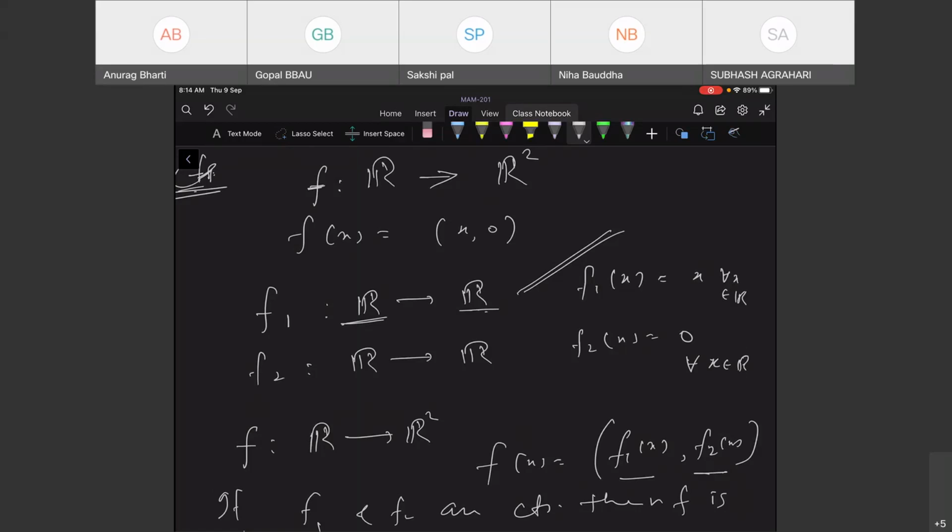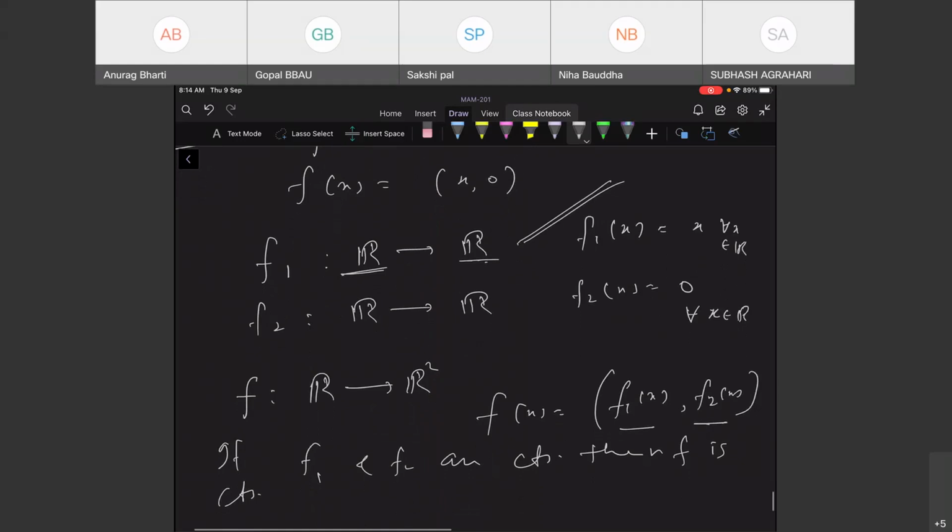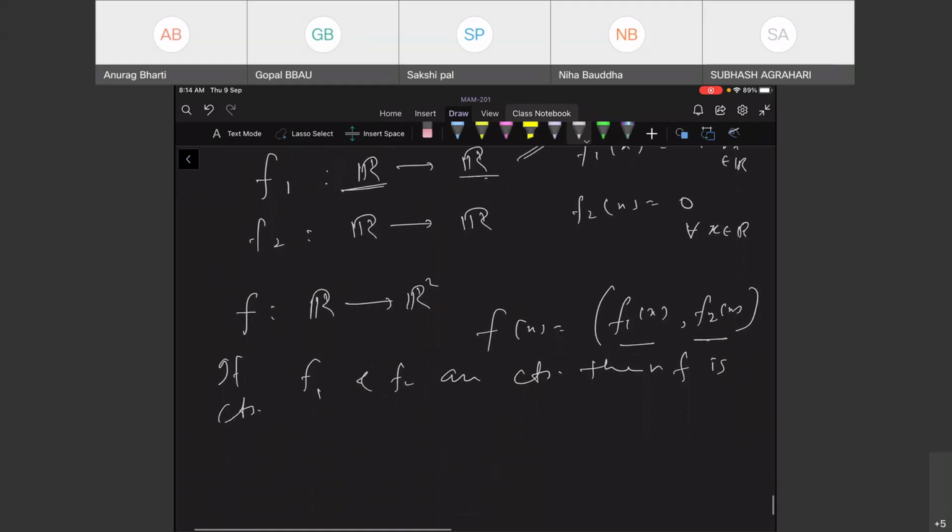And the second thing is f2, which is a constant function. Clearly, constant functions are also continuous. Hence, this f is continuous.